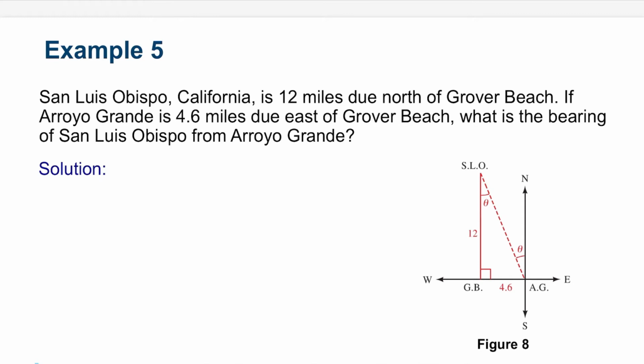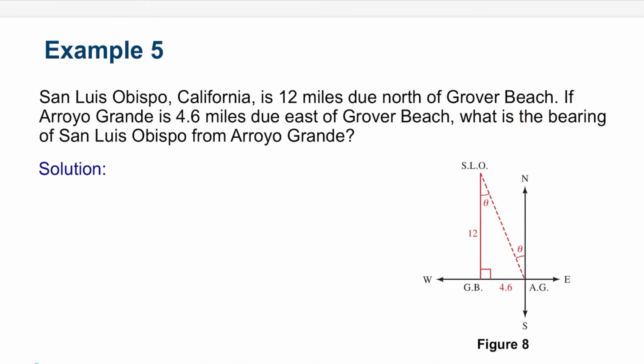So we want to find the bearing of San Luis Obispo from Arroyo Grande. So here's Arroyo Grande, here's San Luis Obispo. So the bearing would be this angle, theta. So it's going to be of the form north, some angle, west, because the angle is going this way. So it's going to be north, a degree measurement, followed by west.